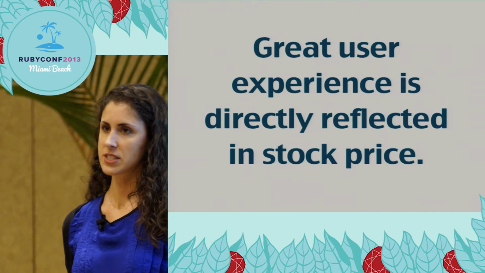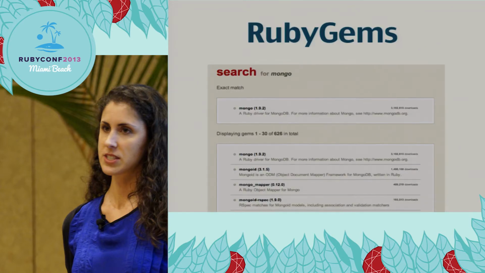Now, we as Rubyists don't have a stock market. We're not talking about money, but we do have the community, and we do have RubyGems. We have different libraries that we can choose from when we want to do certain things. We have numbers and metrics. We have people maintaining these projects. We have a number of ways that we can determine whether or not a gem is successful or not.